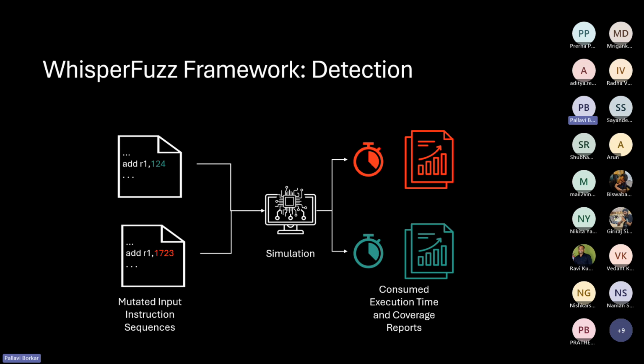These two sequences are given to a simulation. We simulate the given processor design and run these two instruction sequences on the simulation. From this, we extract the amount of execution time which has been consumed by the design for running these instruction sequences. And we also extract a coverage report which is specific to our coverage metric.